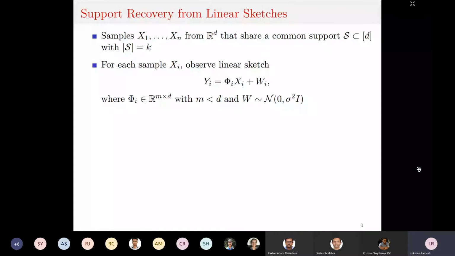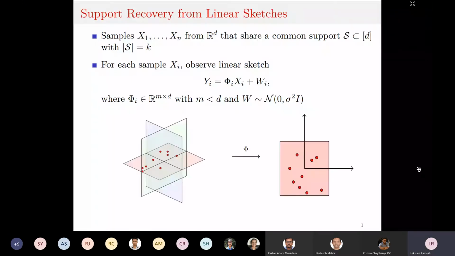You don't get to fully observe these samples. What you observe is a linear sketch of each sample. A sketch is basically a low dimensional projection of the sample. So for each xi, what you get to observe is this vector yi, and this vector yi is an m dimensional vector, and m is much smaller than d. And this sketch is obtained by multiplying with this sketch matrix or projection matrix phi_i, which is an m cross d matrix.